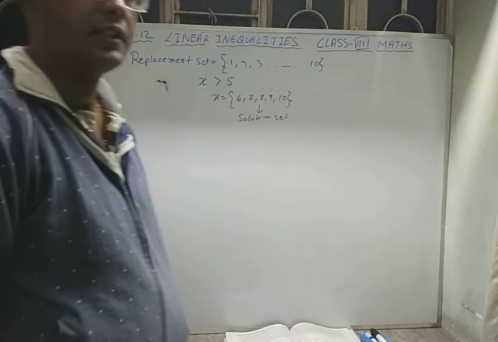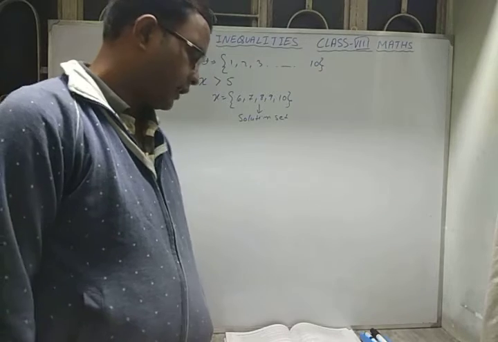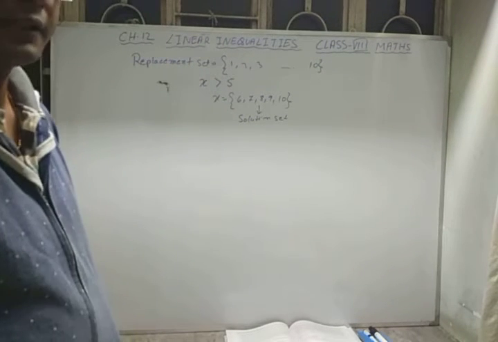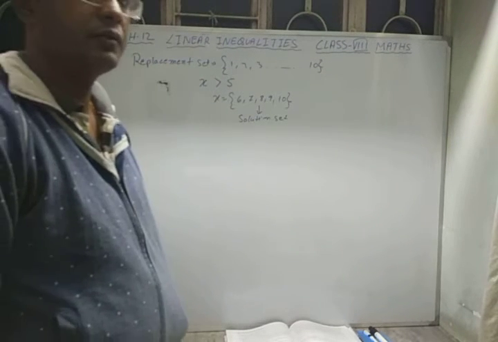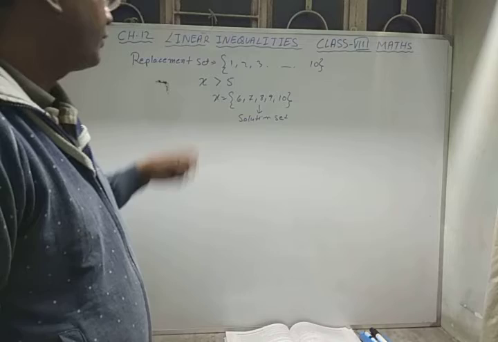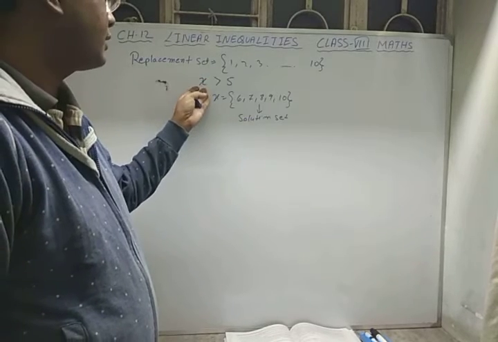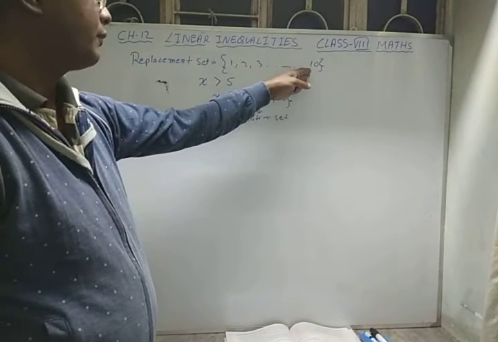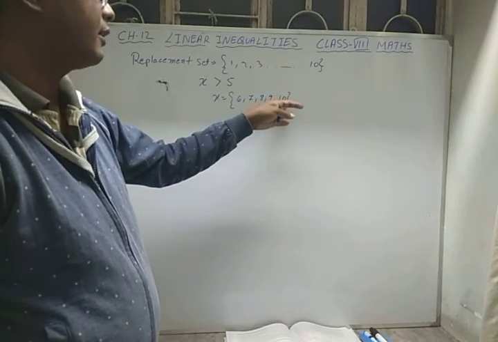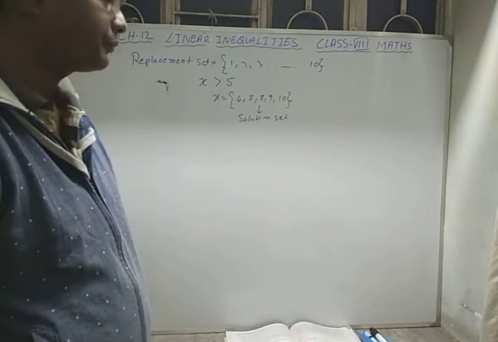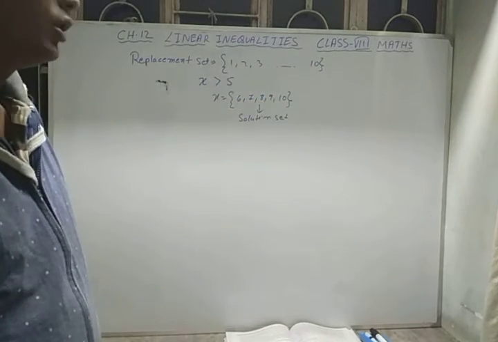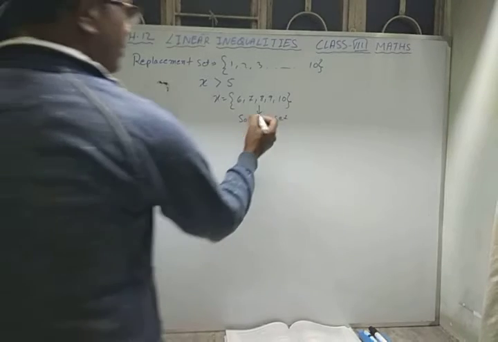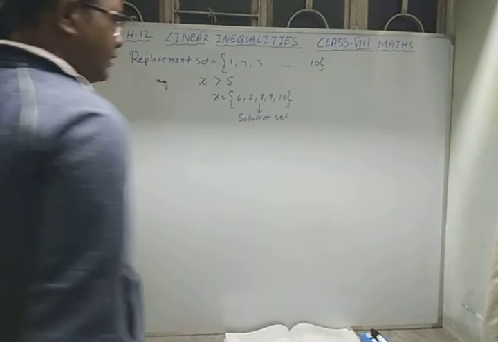So there are two things that we have to know. One is the replacement set, a set which contains all the possible values of x, from which we have to select the value of x. Here I have selected the values of x which are greater than 5, so x is 6, 7, 8, 9 and 10. This is called the solution set.